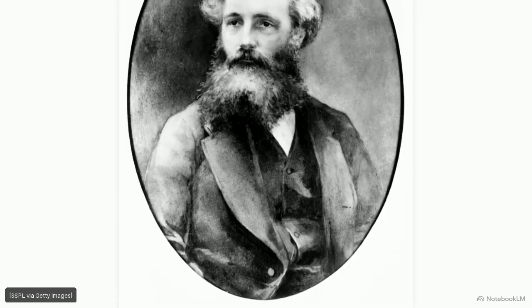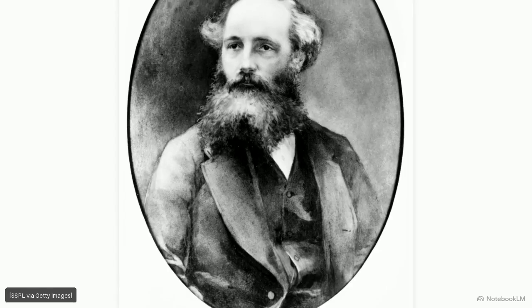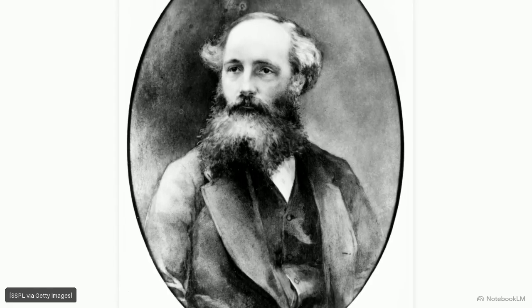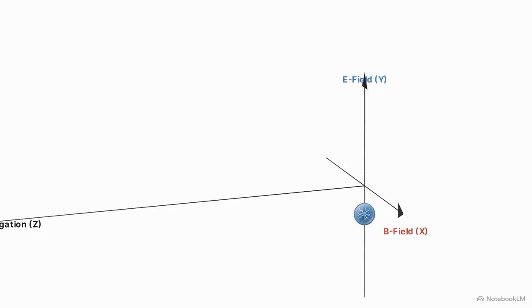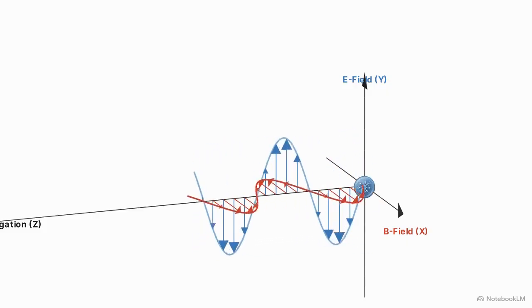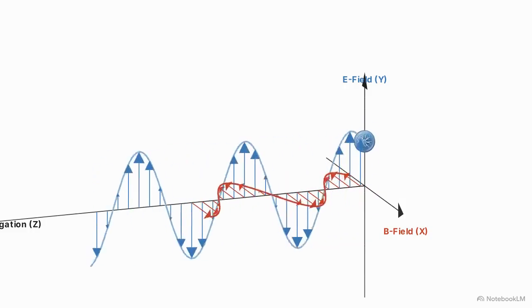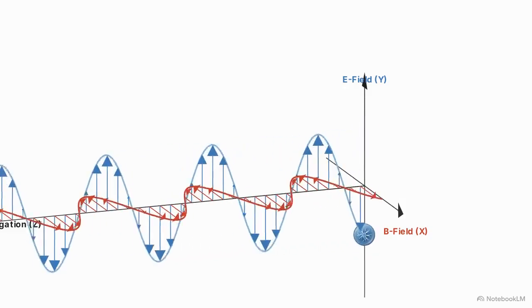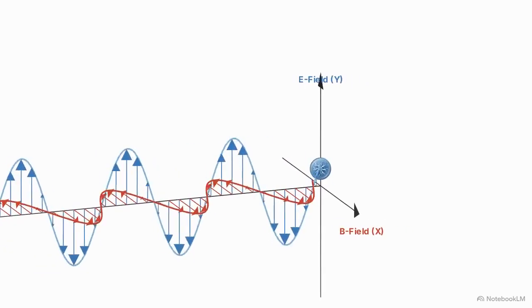James Clerk Maxwell later provided the mathematical proof for the inverse. A changing electric field generates a magnetic field. This animated visualization shows how these two fields operate as a coupled system. A pulsing electric field on the vertical axis spawns a magnetic field on the horizontal axis. That new magnetic field immediately spawns a new electric field, and the cycle repeats. They constantly leapfrog off of one another.